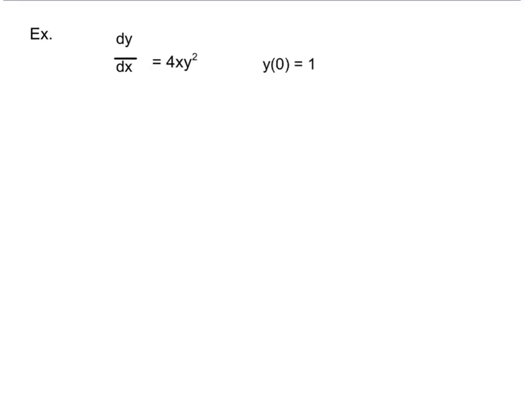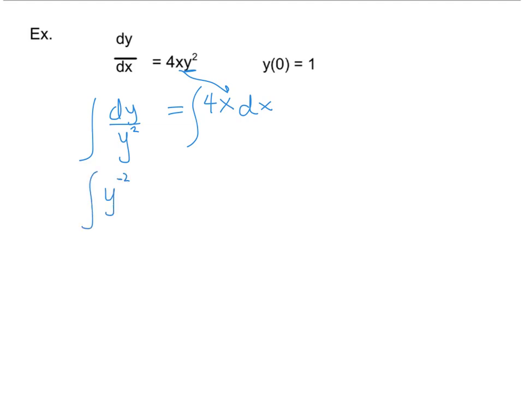So here's another example. I've got dy dx equals 4xy squared. Once again, I need to separate the variables. I have a dy on this side, and I'm going to put dx over here. I'm going to keep the 4x on here, but I need to move the y squared to the other side, so I'm going to divide. That's the separation of variables. I'm going to integrate both sides. This is the integration of y to the negative 2 dy equals the integration of 4x dx.